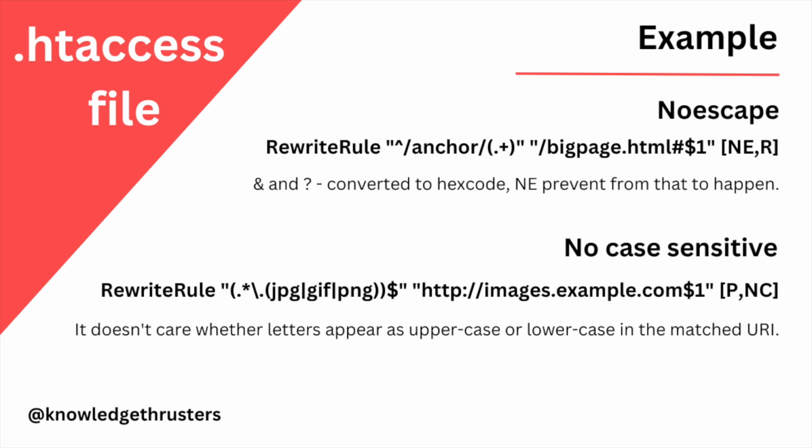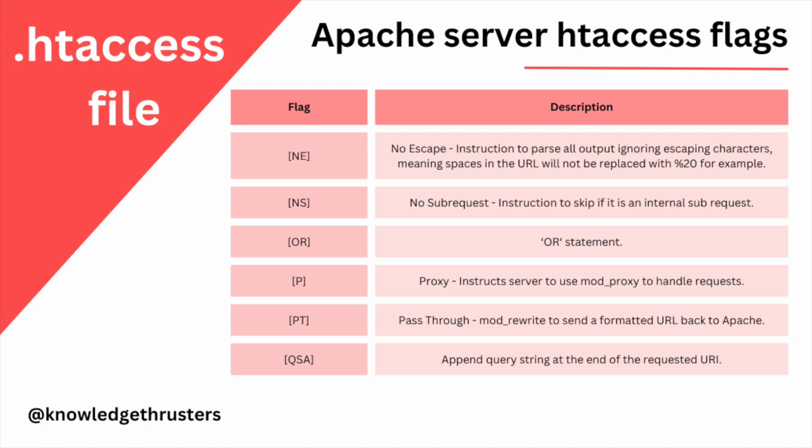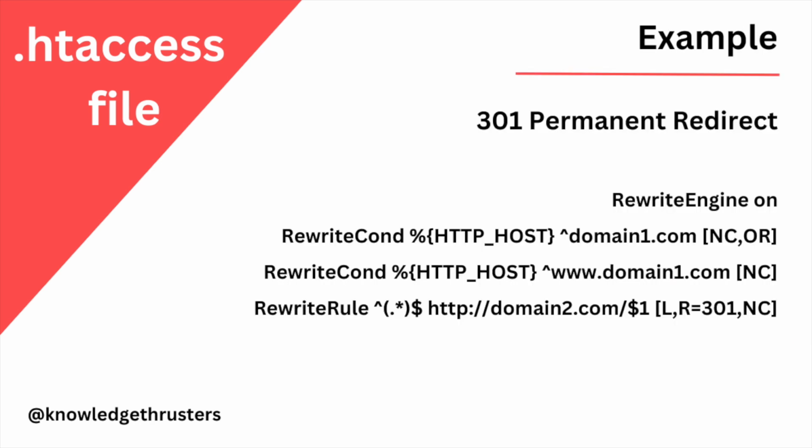That's its hex code. So now next is NS, that is no subrequest. This is for a rule you should not apply on a subrequest. It prevents the rule from being used on a subrequest. So next is OR. The OR statement is the same as either-or. So here if the domain is coming without triple w, that will be executed if that's true. If the second one is coming with triple w, then that's true. So it depends, either-or, it will work similarly.